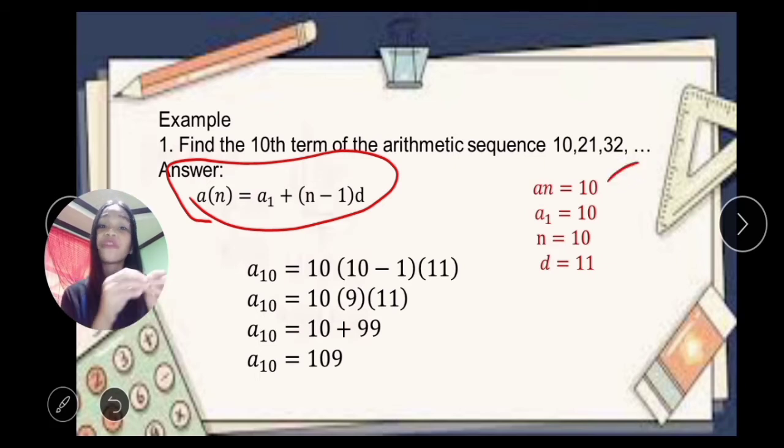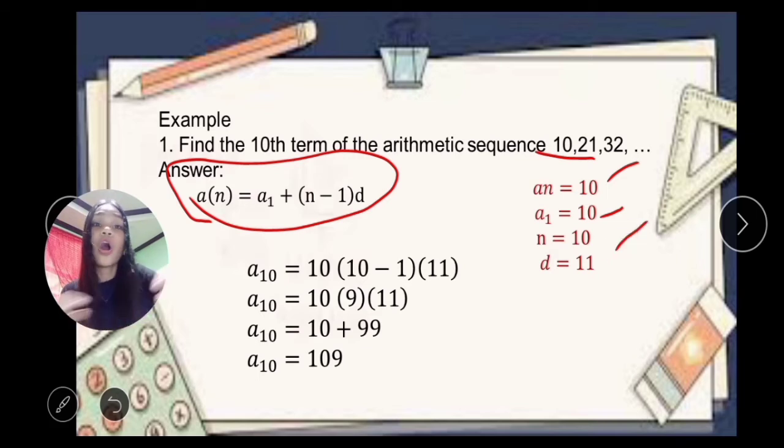Then our a1, our first term, is also 10. This one, we have our a1. And our n is 10 because that is our nth term, 10. And our common difference is 11 because 10 plus 11 equals 21. Okay, so let's solve now.